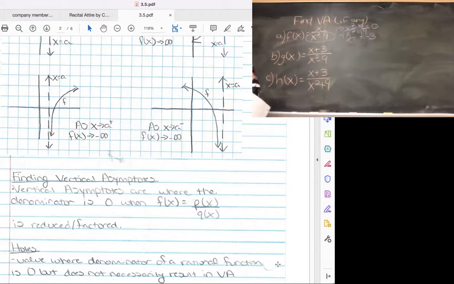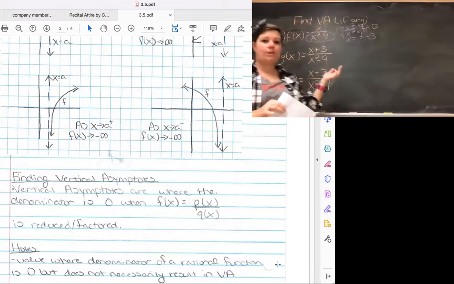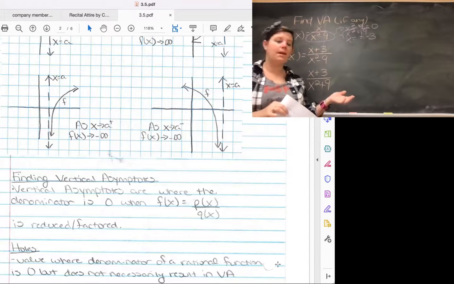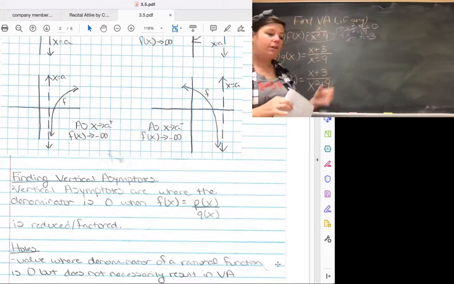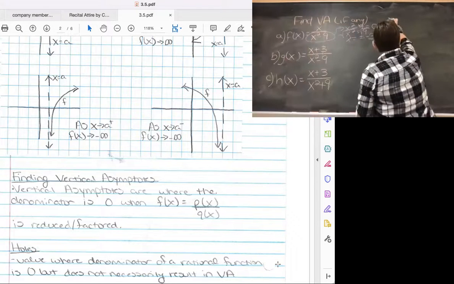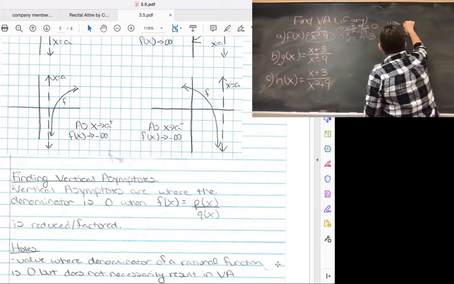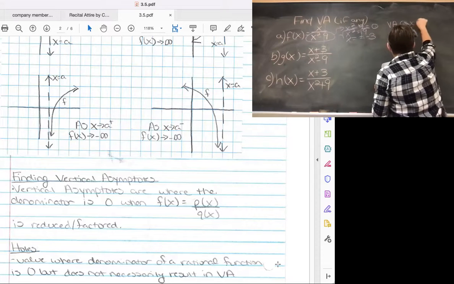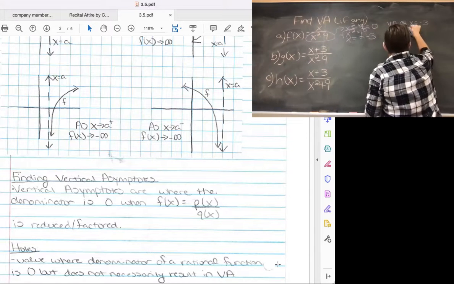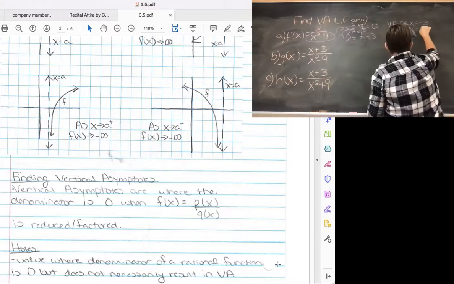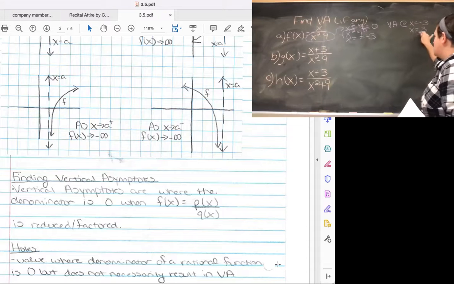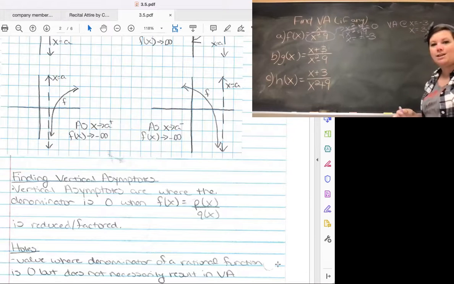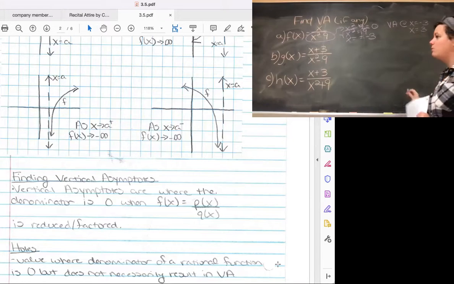Again, this is very similar to what we just did with finding the trouble spots for a domain, except now we know that at these trouble spots we have vertical asymptotes. So we have a vertical asymptote at x equals negative 3 and at x equals positive 3. Vertical asymptotes will always be written as x equals some number because they're vertical asymptotes.